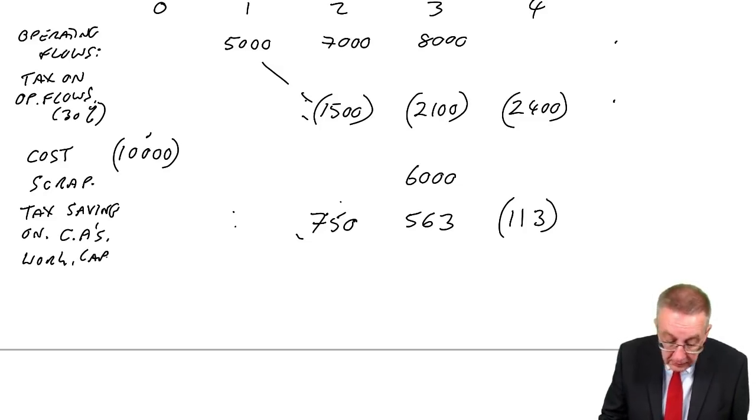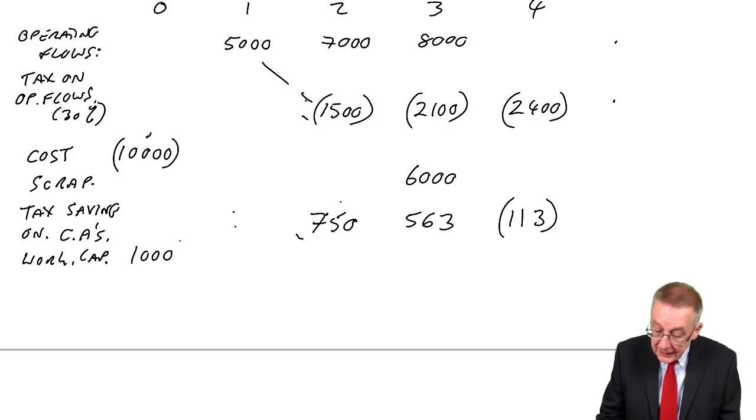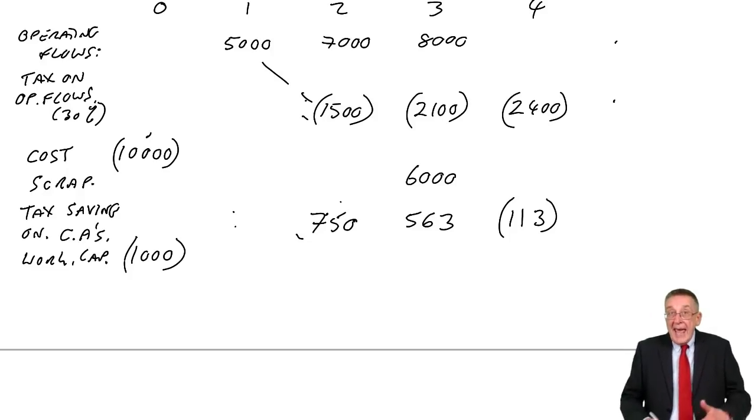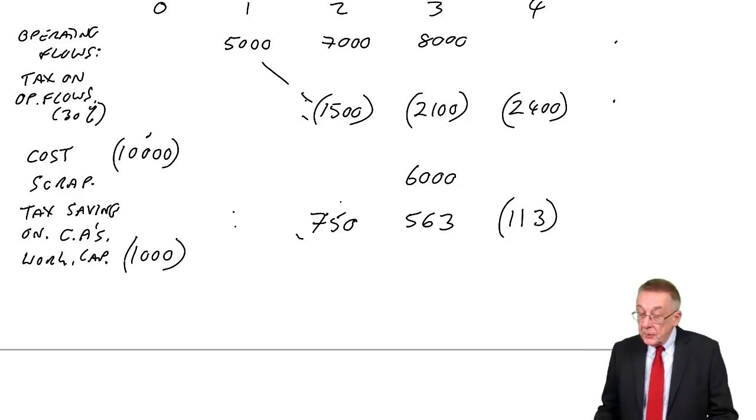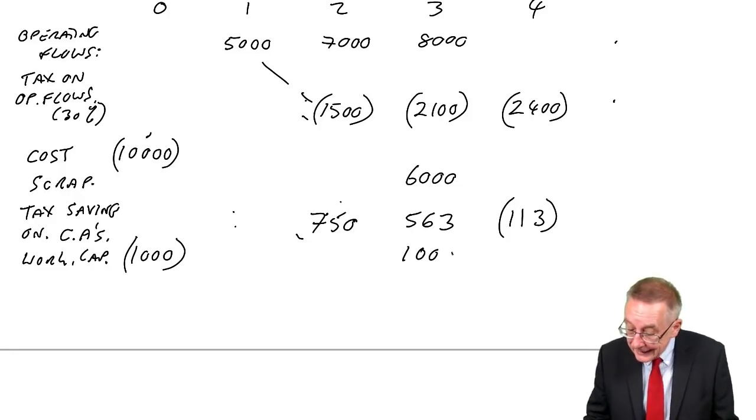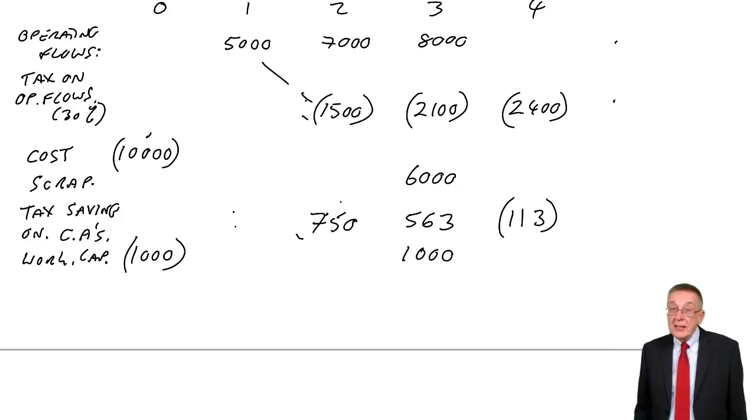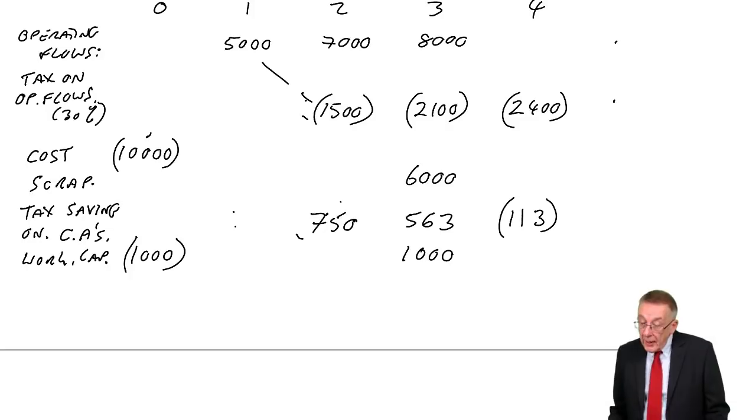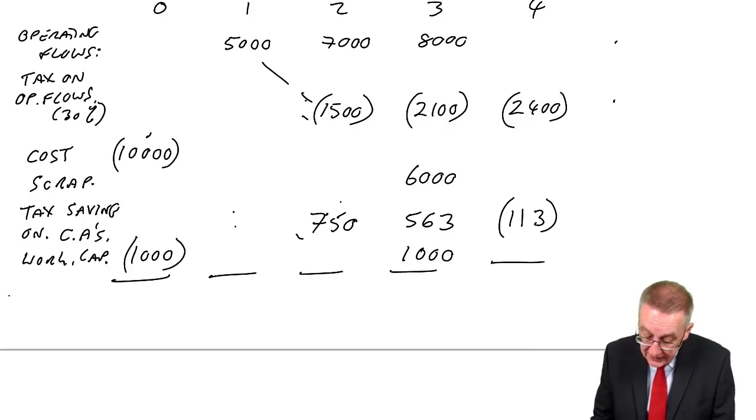So the working capital, what's it say? 1,000 required at the start of the project. Here, no mention of any extra during the project. We assume that we get it back, all the working capital comes back at the end of the project, which is in 3 years' time. There we are. So what are the net cash flows?